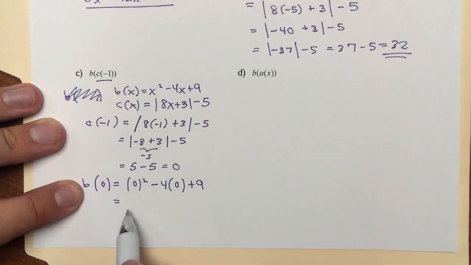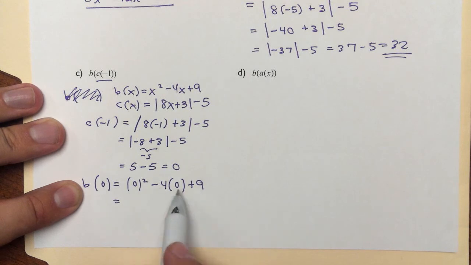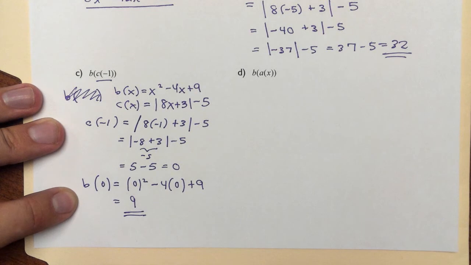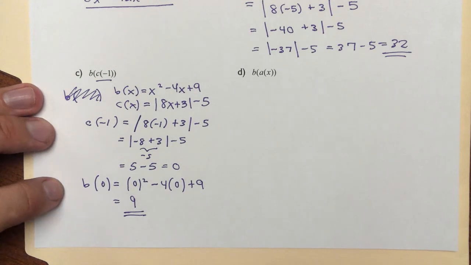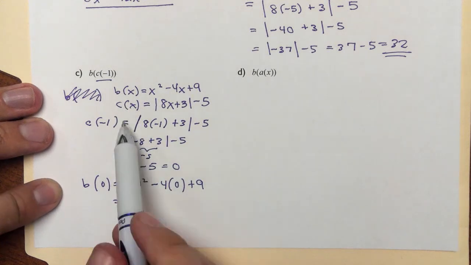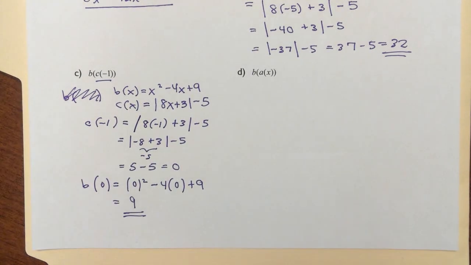And again, this is pretty simple. 0 squared is 0, minus 4 times 0, that's also 0. The answer is simply 9. Again, make sure your work is very clear. I didn't need to rewrite b and c, but I did because they weren't on the screen.